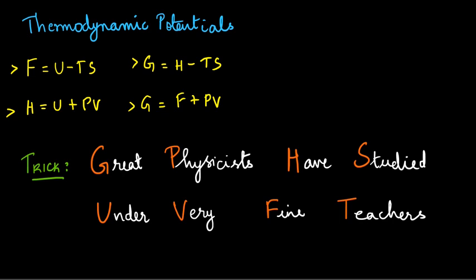Great physicists have studied under very fine teachers. We are going to use the capital letters here. G is the Gibbs free energy, P is the pressure, H is the enthalpy, S is the entropy, U is the internal energy, V is the volume, F is the Helmholtz free energy, and T is the temperature. We are going to find how to bring out the thermodynamic potential formulas from this mnemonic.